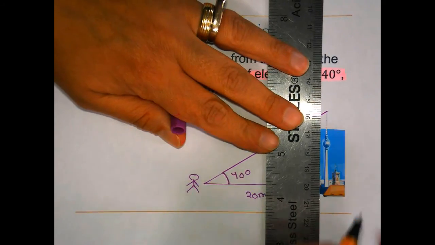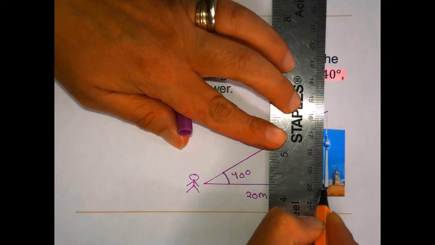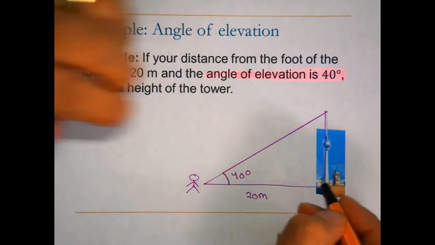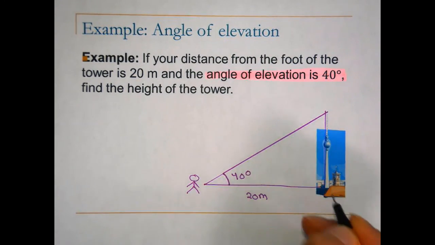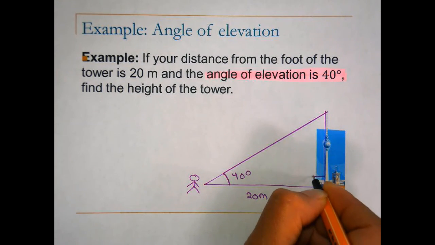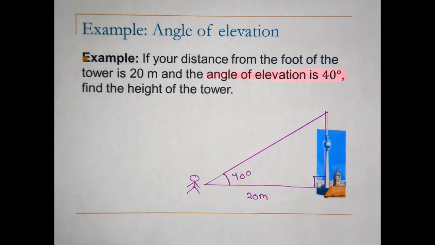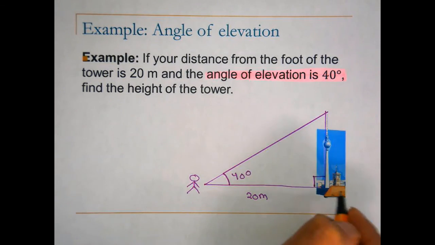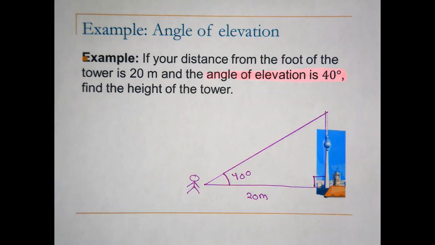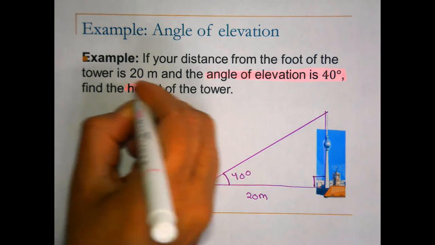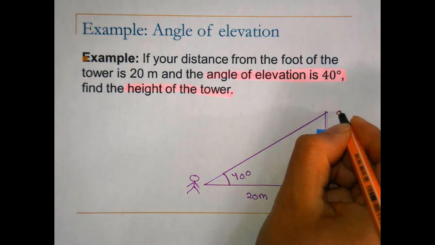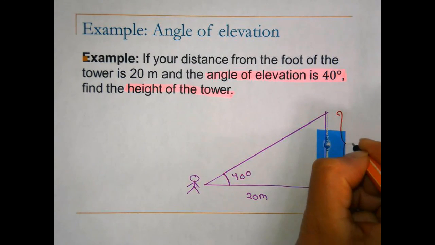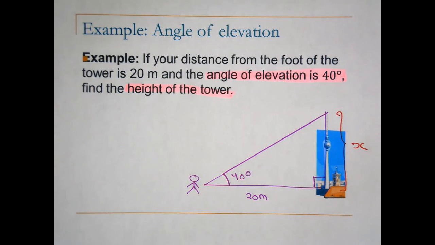So now we are going to build our right triangle. Remember that every standing object makes a 90 degree angle with the horizon. And what we are trying to figure out, the unknown, is the height of the tower. So what we are trying to find is actually this height. I'm calling it X as an unknown.